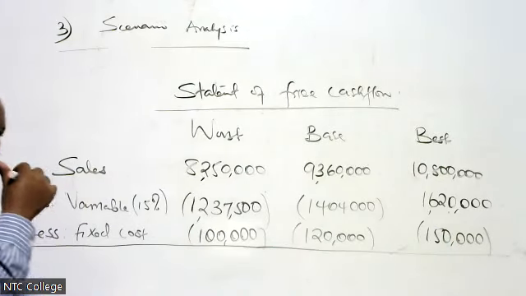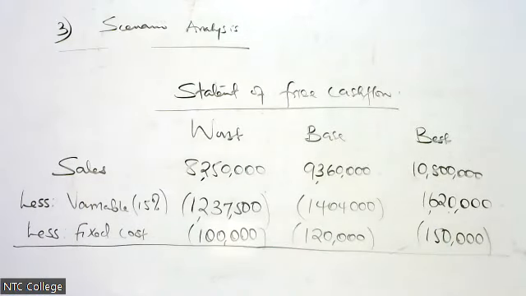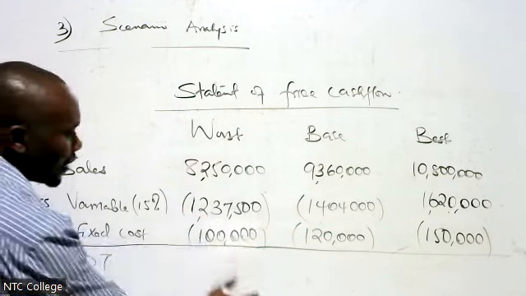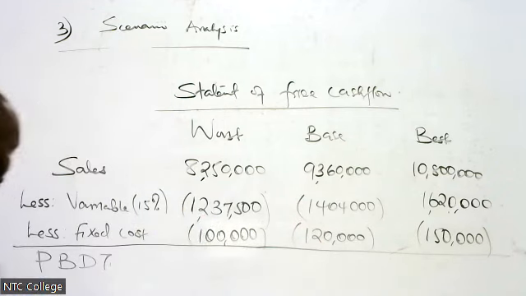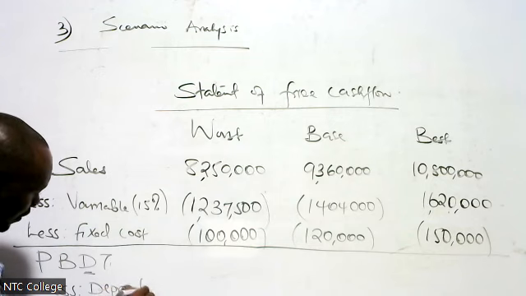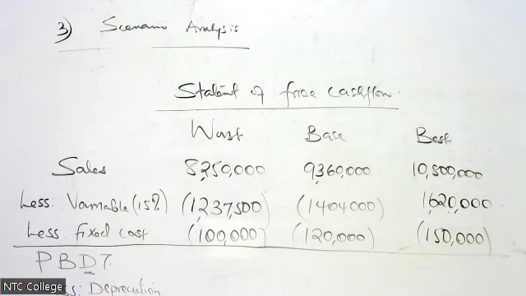So somebody was telling me that this one is the net profit. Okay, I now say this is profit before depreciation and tax. Get me the profit before depreciation and tax. Then we say less depreciation first, then less tax. So less depreciation, and get me the value for depreciation.